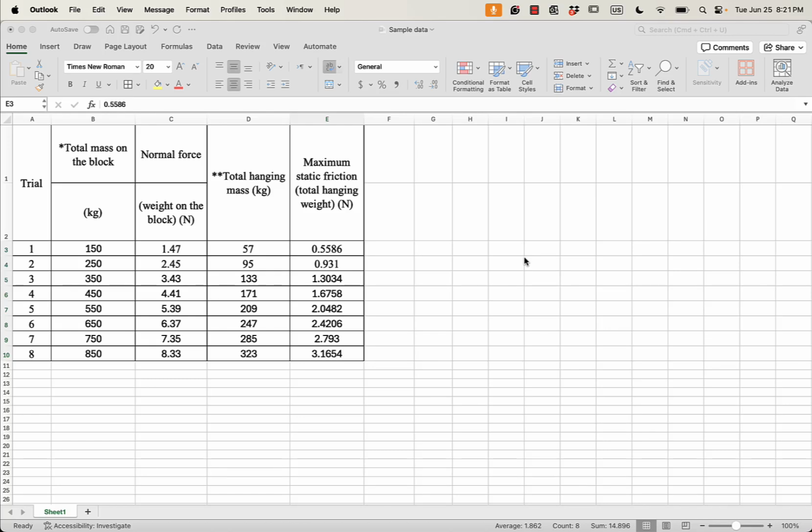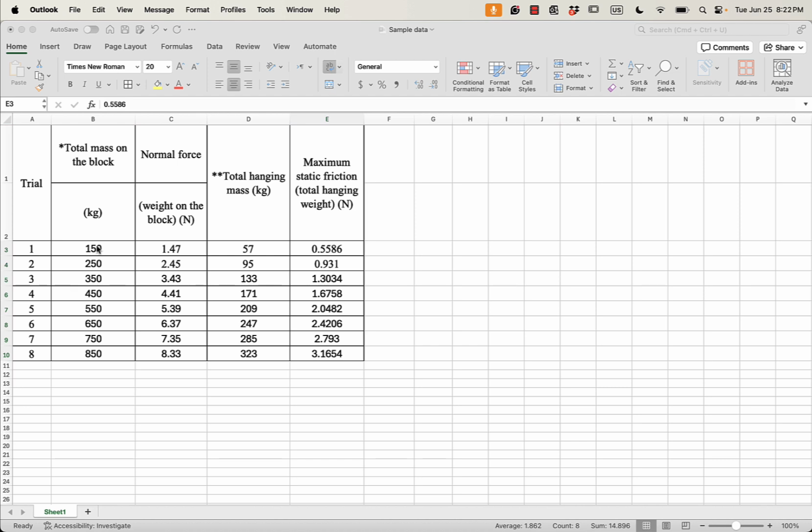In this video, I'm going to quickly show how to analyze the data to plot the graph in order to find the coefficient of static friction. So you will be doing about 8 trials for this lab. The first number here is the mass of the block. This is just the mass of the block without any mass on top of it.